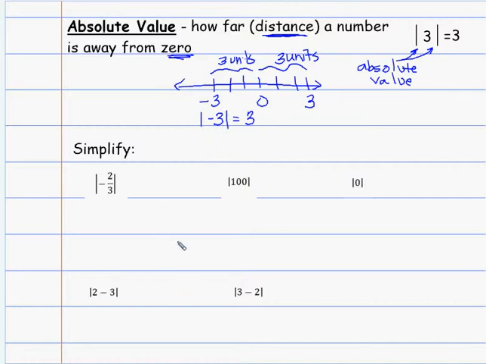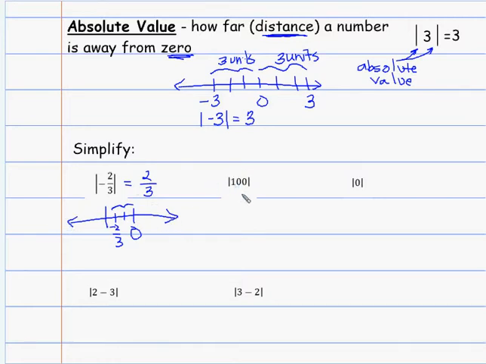So let's simplify. I'm going to go through all 5 of these problems. If you want to try them, pause the video and then play when you're ready. The absolute value of -2/3 is just asking you how far away from 0 is -2/3. So if I put 0 here, and I put -1/3, -2/3, what is the distance between 0 and -2/3? Well, it's 2/3 away from 0 in the negative direction.